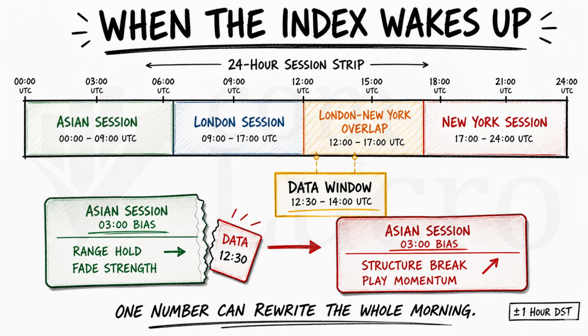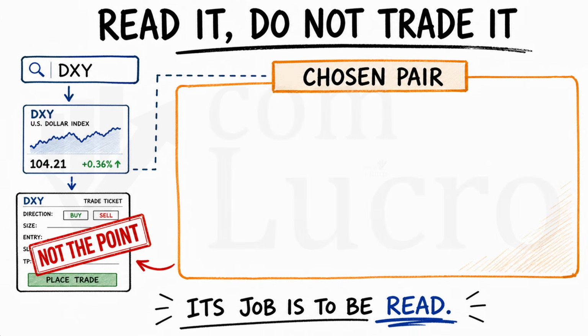Timing matters here as well. The index doesn't move evenly across the day. It comes alive when America does. The London to New York overlap, and especially that US data window we covered, roughly 1230 to 1400 UTC, give or take an hour for daylight saving. A dollar bias you formed at 3 in the morning during the Asian session can be completely rewritten by one number at 12:30.